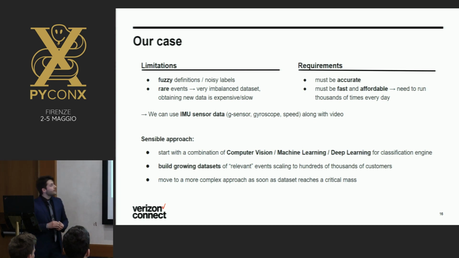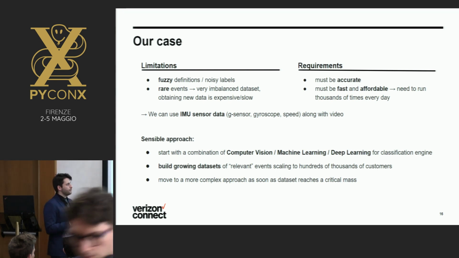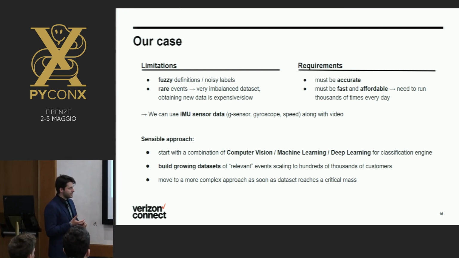In addition, we can use the IMU data, the telemetry, acceleration and so on. IMU stands for inertial measurement units, along with the video. So our approach was to start with a combination of computer vision, machine learning, and deep learning approaches in order to build a classification engine. At the same time, build a growing dataset of relevant events, which is really slowly growing actually. And then, as soon as this dataset reaches a critical mass, move to more complex approaches. We are not in that phase yet.